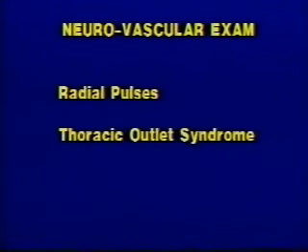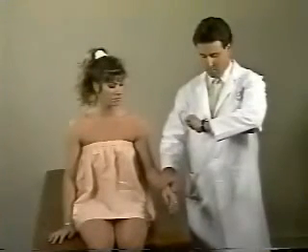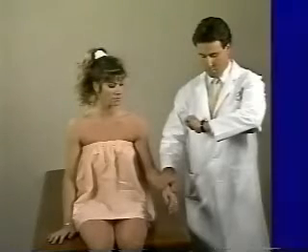The neurovascular exam is a cursory exam which includes the following: radial pulses, test for thoracic outlet syndrome, and muscle strength testing of both upper extremities. The radial pulse is palpated and compared to the opposite extremity. The vascular exam includes provocative tests to evaluate vascular compression in the thoracic outlet. Keep in mind, the reliability of these tests is low.